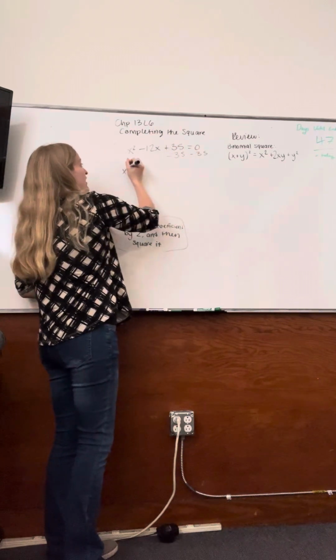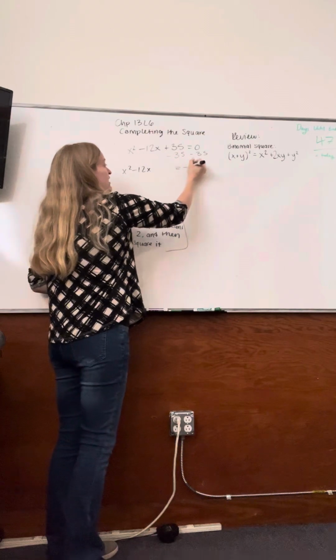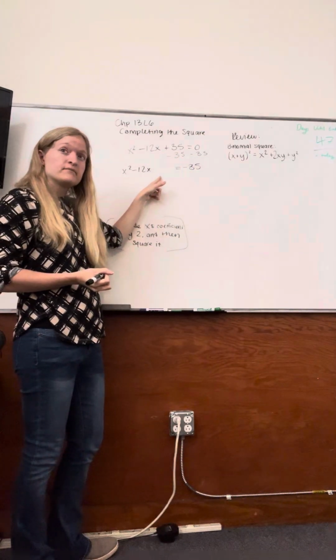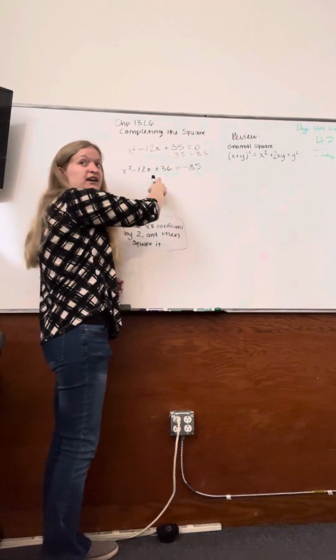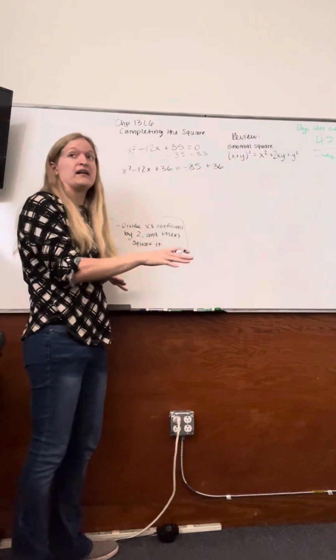Okay, we can have x squared minus 12x equals negative 35. Now, I want this third term to be what number? 36. So I'm going to add 36, but if I add it to this side, I have to also add it to this side so that my equation stays balanced.